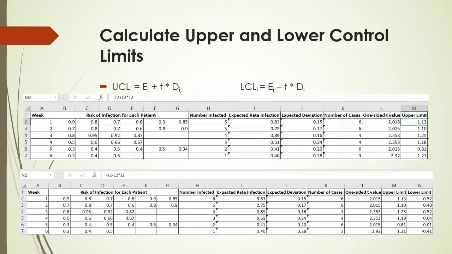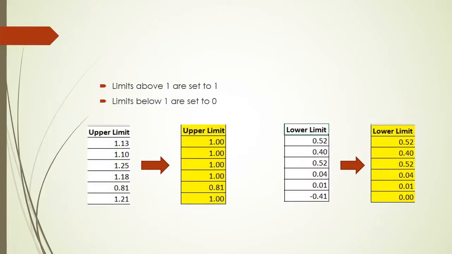The upper control limit is found by taking the expected rate of infection and adding the product of the t-value and expected deviation for each week. The lower control limit is calculated by subtracting the product of the t-value and expected deviation from the expected rate of infection for each week. Once we find our upper and lower control limits, we set the limits that are above 1 to 1 and limits below 0 to 0.